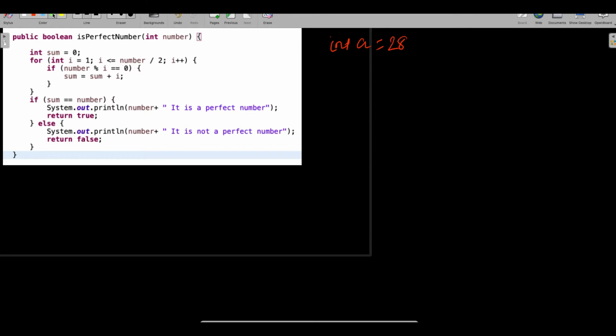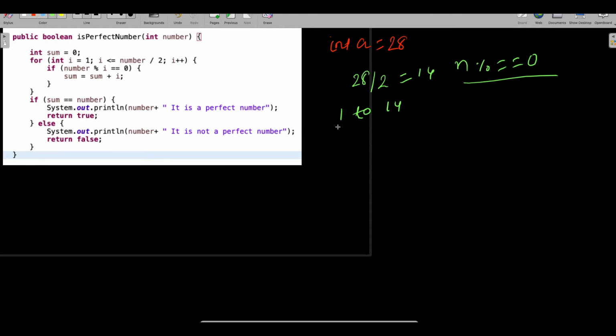You need to divide this number up to half, which means dividing by 1 to 14. When you are dividing, keep the sum of the divisors. Make sure there is a complete division, which means that when you do modulus, it is equal to 0. We call that a perfect division, like 100% division happened.